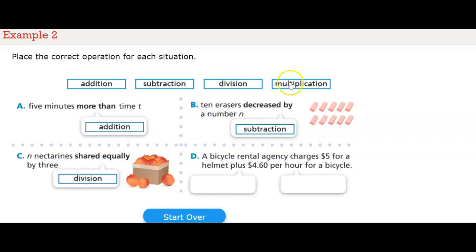And last but not least, D, a bicycle rental agency charges $5 for the helmet plus $4.60 per hour. So the per hour we know is multiplying, because that's again repeated addition. Every hour they're adding another $4.60, and repeated addition is multiplication. But this problem has another operation. This is a multi-operation problem, and so we know plus is also addition. And so that is the operations for each of the situations.